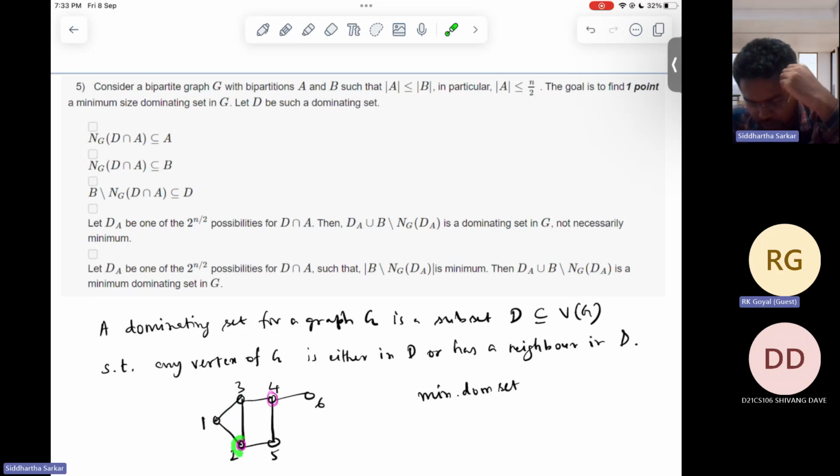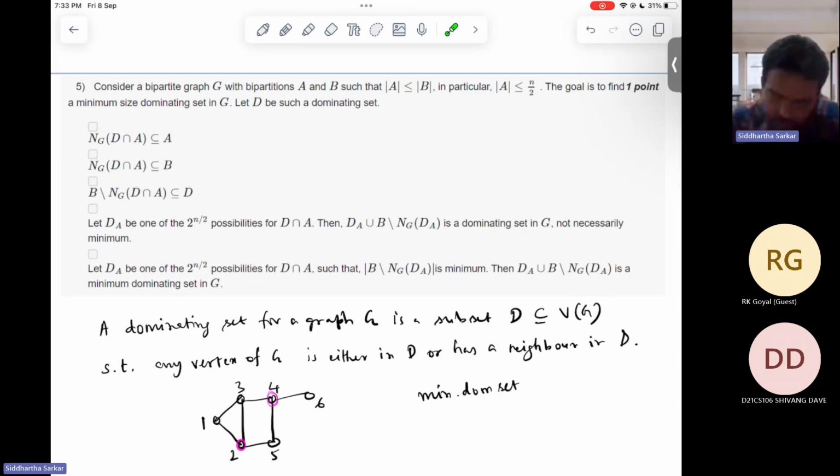Because as you can see, this is a valid dominating set because every vertex is either a neighbor of these two vertices or is one of these two vertices itself, but this does not cover this edge. So this is not the same as the vertex cover. Correct. So this is the definition of a dominating set.